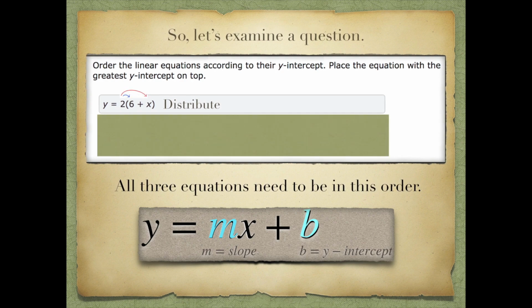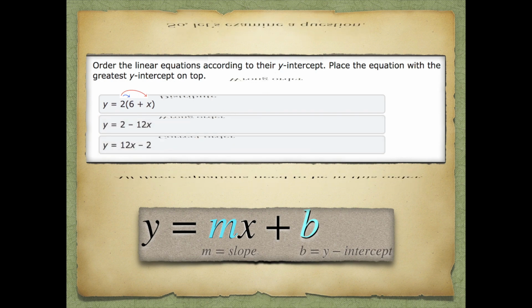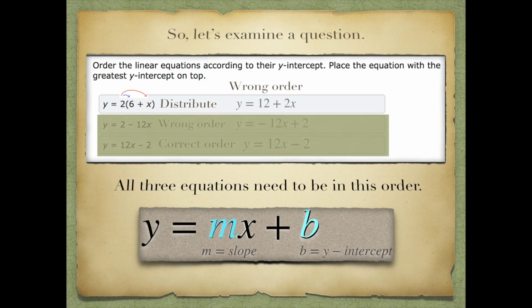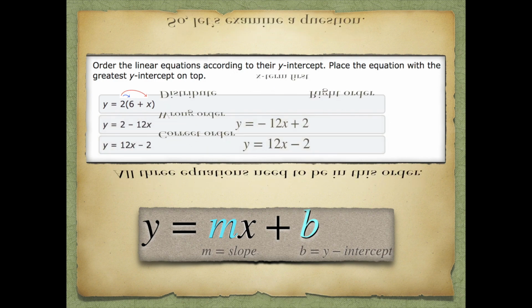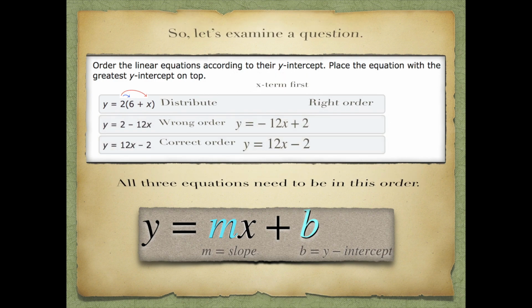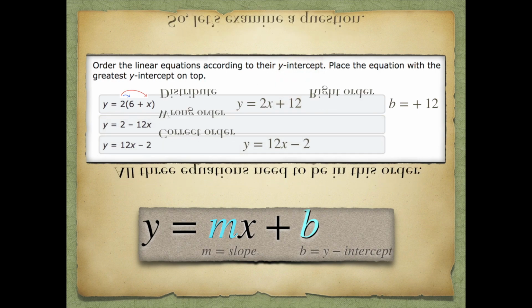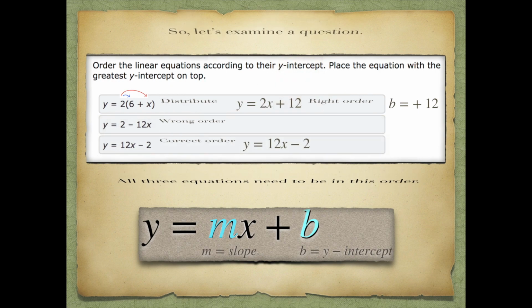Looking at that first one, we've got to distribute that first, because that is not in y equals mx plus b or slope-intercept form. After we did that, it wound up in the wrong order. I want that x term before the 12, so I'll simply switch that, put it in the right order, and I know that the y-intercept is 12. So I jot that down on my scratch paper and move on to the next equation.